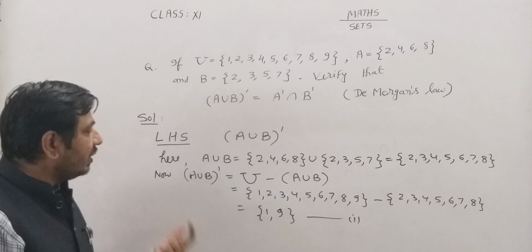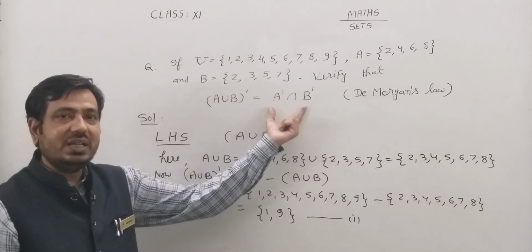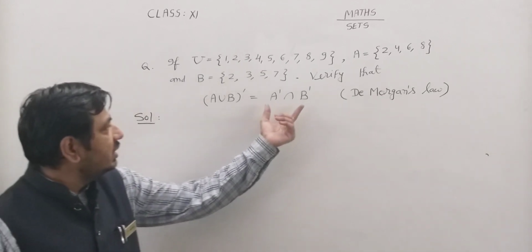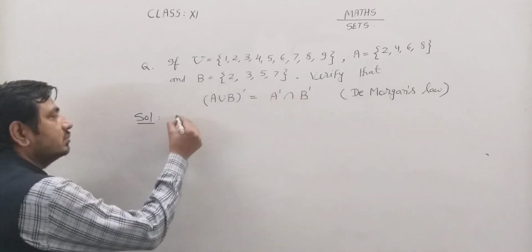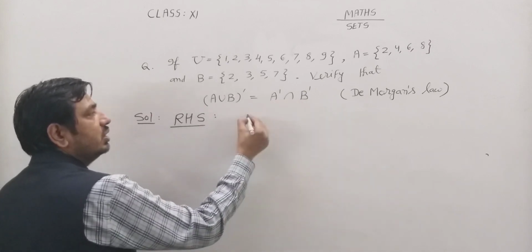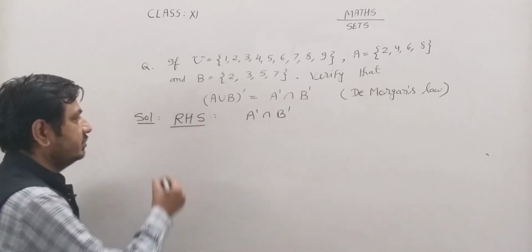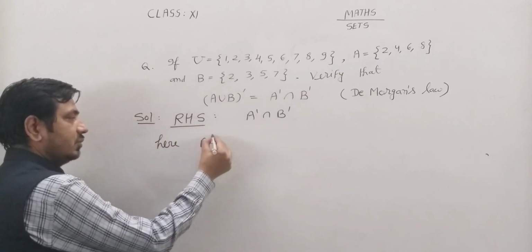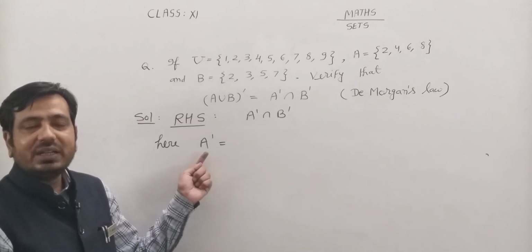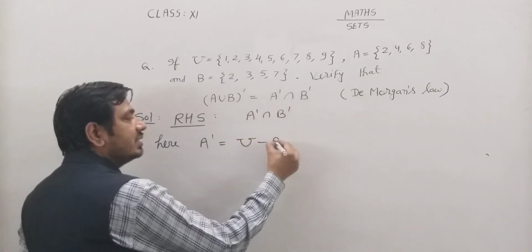Now class, we will solve the right hand side, A dash intersection B dash. Okay class. So first we solve A dash. What is the meaning of A dash? Complement of A. How do you calculate it? If you subtract set A from the universal, you get A dash. So A dash is universal minus A.